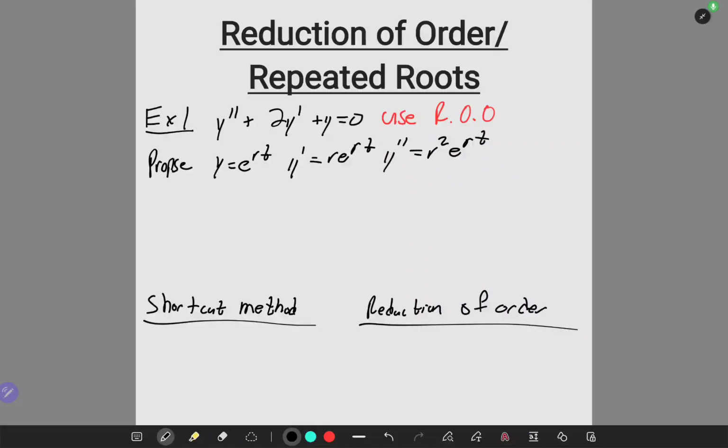Okay, so in this video, we're going to look at reduction of order and repeated roots. So reduction of order comes from repeated roots. So we're going to start off with our normal example like you're used to, right? And in this problem, we're given that we have to use reduction of order. The reason I implement that into this problem is because sometimes you'll have repeated roots, but it'll just ask for the general solution.